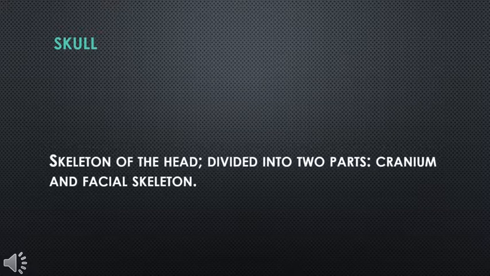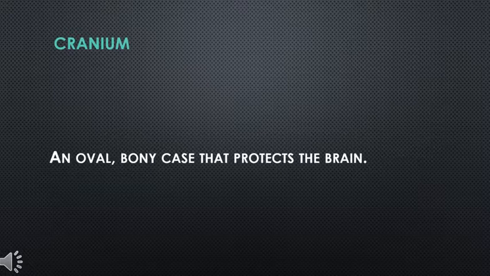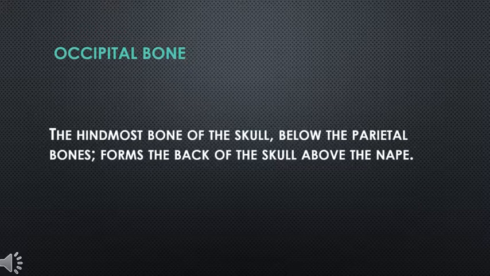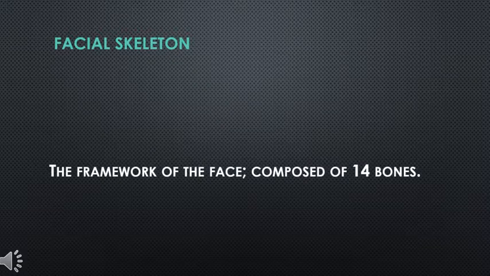Skull. Skeleton of the head, divided into two parts, cranium and facial skeleton. Cranium. An oval, bony case that protects the brain. Occipital bone. The hindmost bone of the skull, below the parietal bones, forms the back of the skull above the nape. Facial skeleton. The framework of the face, composed of 14 bones.